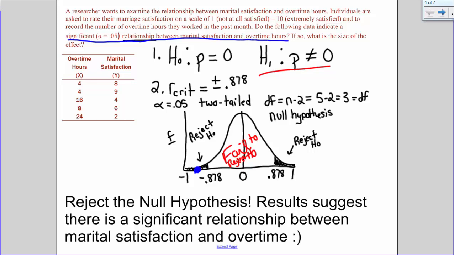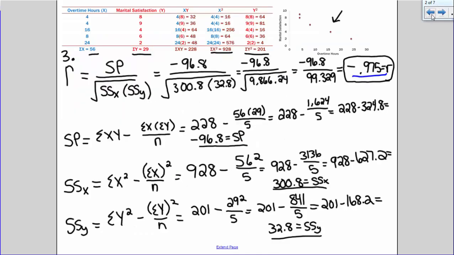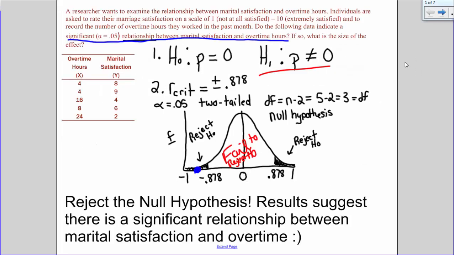Now, because we found a significant effect, I want to know what is the size of this effect. So let's see if we have room here. Not really. We'll calculate R squared here. All right. So R squared. We simply just take the value for the correlation coefficient that we calculated, not our crit, but the one we actually calculated, and square it. So for effect size, we take R and square it.